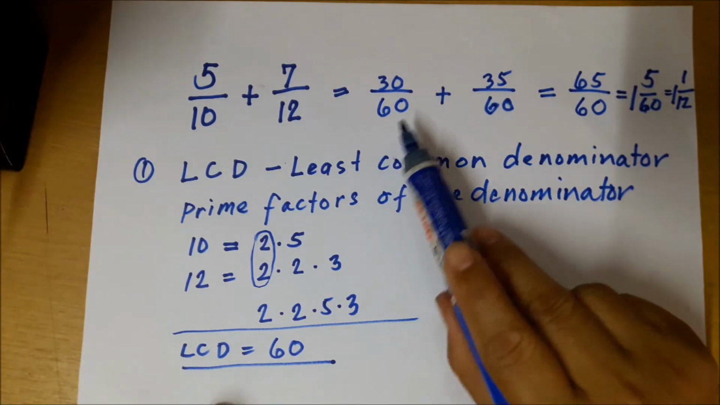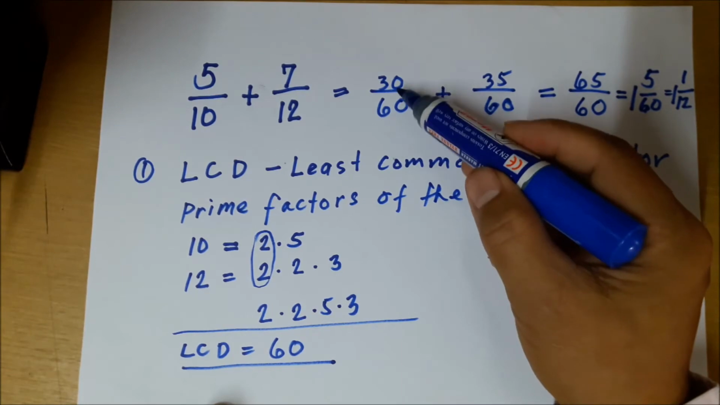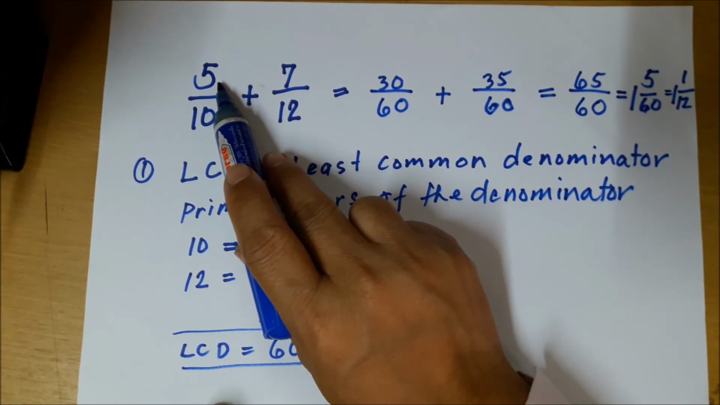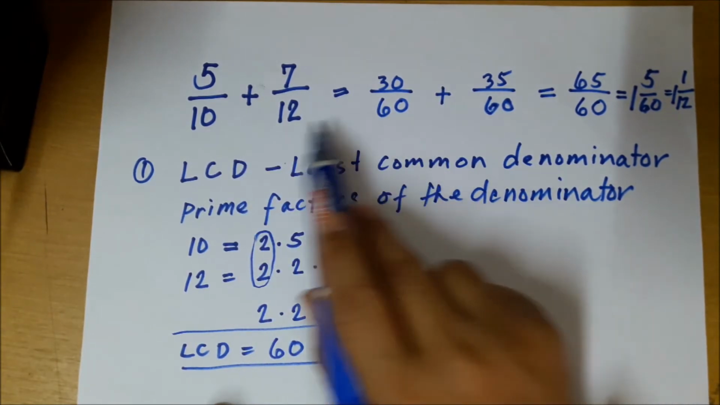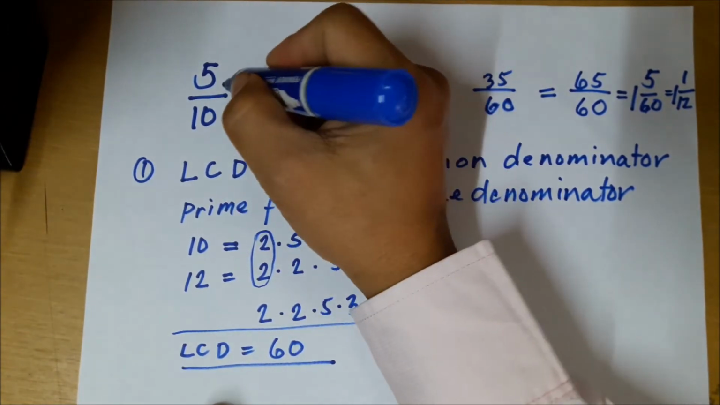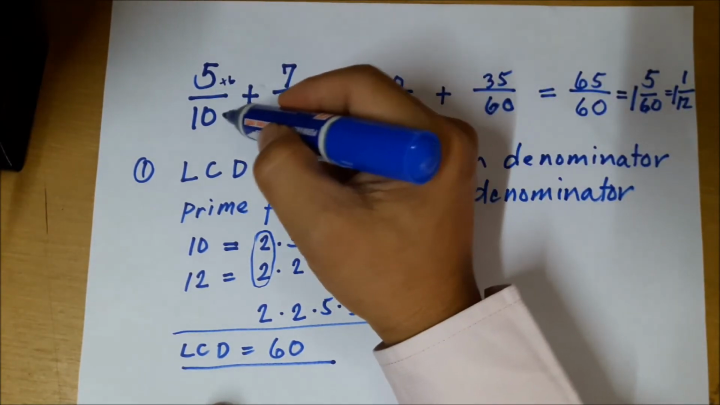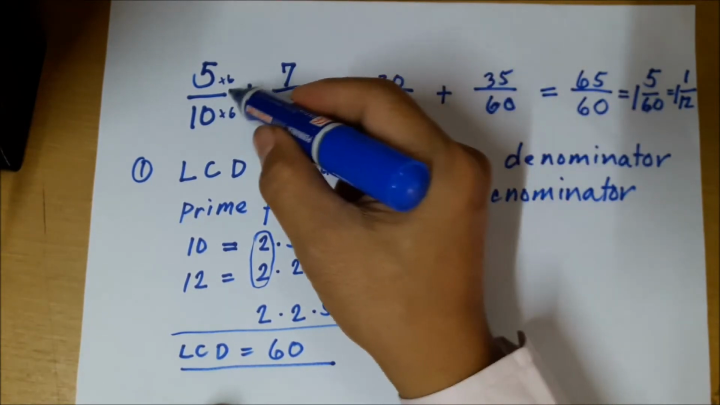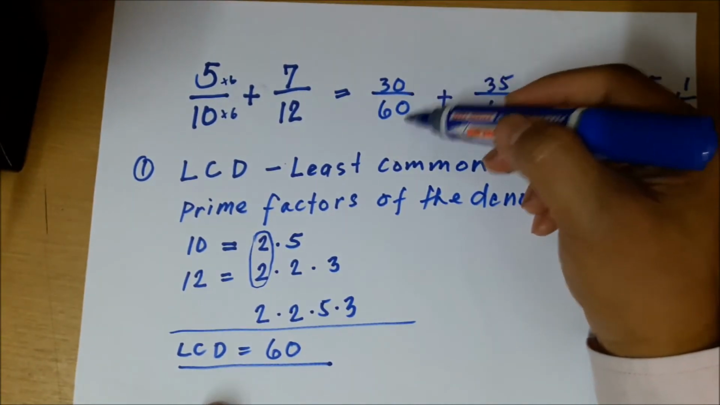Alright, so a while ago we wrote 60 and 60. Now, how did we get 30 on top of the fraction? That's multiplying the numerator by the number that we used to multiply 10 to get 60. So 10 times 6 is 60, so multiply this one also, 5 times 6, which is 30. It's just like multiplying the numerator and the denominator by a common number, 6 over 6, which is equal to 1, and we get the fraction 30 over 60.